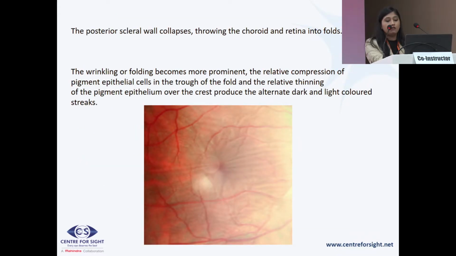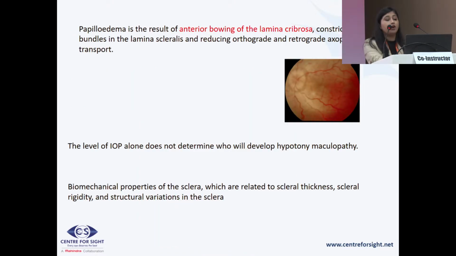These chorioretinal folds appear as dark and light streaks on biomicroscopy, and the cause for them is scleral wall collapse or shrinkage, which results in redundancy of the retina and choroid and throws it into folds. The optic disc edema usually occurs due to anterior bowing of the lamina cribrosa, which compresses the axons and halts the axoplasmic flow. So the low IOP alone will not determine whether a patient will develop maculopathy or not.